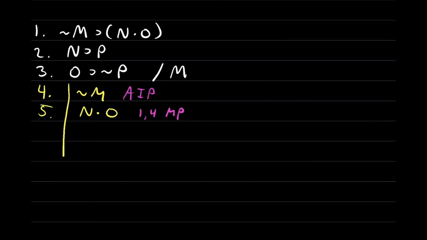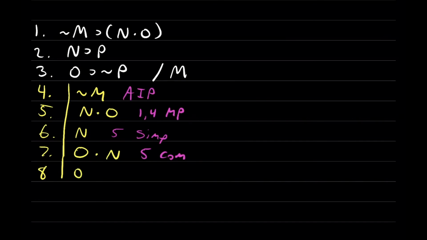Well, N and O is great because those are the antecedents of the conditionals on lines 2 and 3. I just need to simplify N and O. Let's do that. Let's simplify N right off the bat. That's from line 5 by simplification. In order to get O, we have to do a commutativity step, so O is on the left side of that conjunction. So line 5, commutativity. And on line 8, we're going to get O on its own line, from line 7 by simplification.